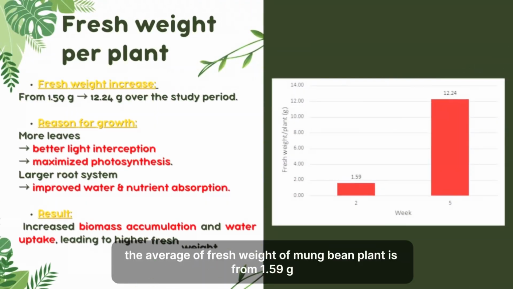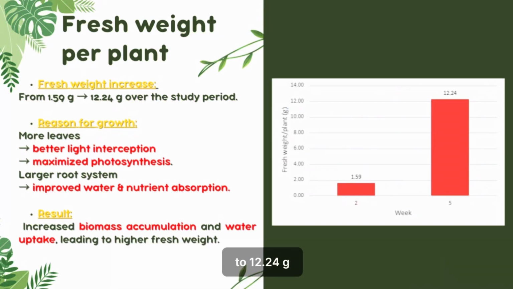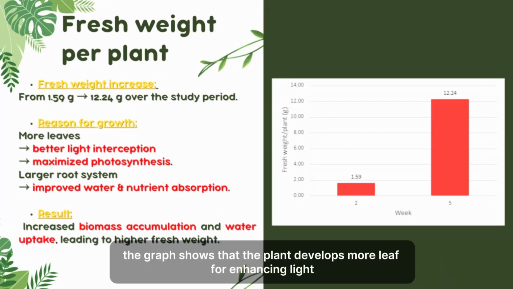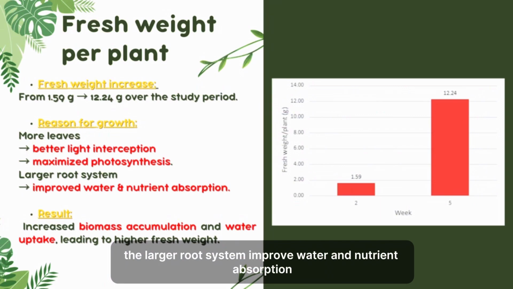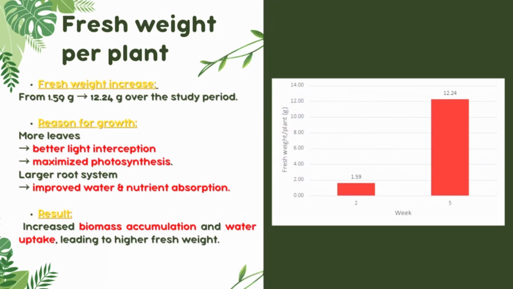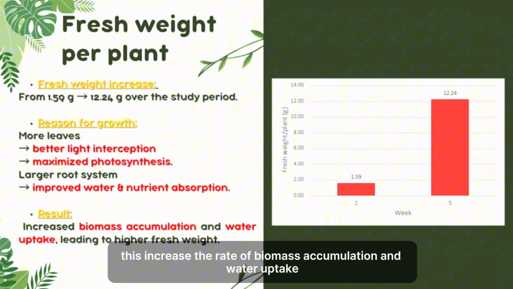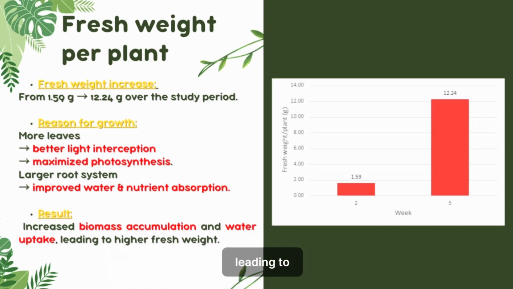The average fresh weight of mung bean plant is from 1.59 gram to 12.24 gram. The graph shows that the plant develops more leaves for enhancing light interception and maximizing photosynthesis. The larger root system improves water and nutrient absorption. This increases the rate of biomass accumulation and water uptake, leading to the observed rise in fresh weight.